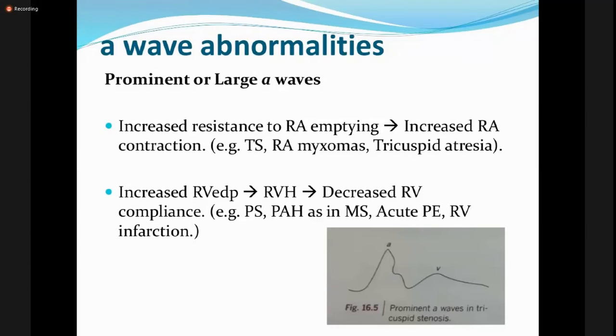What are the conditions? Like tricuspid stenosis, RA myxoma, tricuspid atresia. And when there is increased right ventricular end-diastolic pressure, in that situation also, atria need to contract vigorously to push blood from atria to ventricle. And the conditions are pulmonary stenosis, pulmonary arterial hypertension, in case of MS or any left heart pathology, acute pulmonary embolism, and right ventricular infarction.